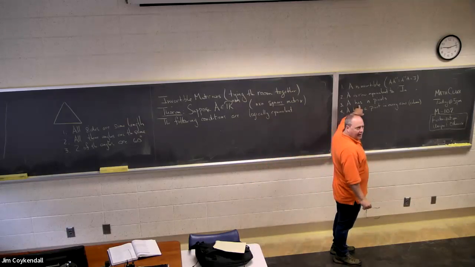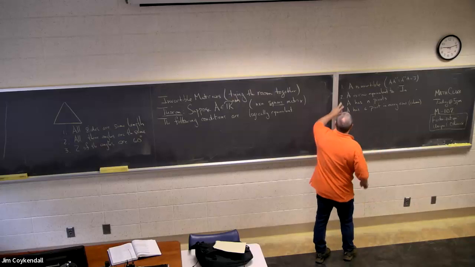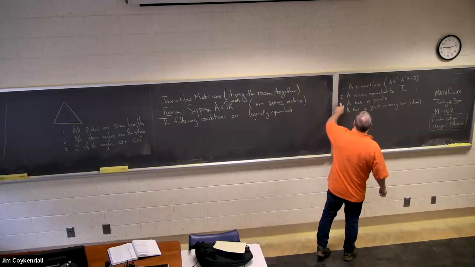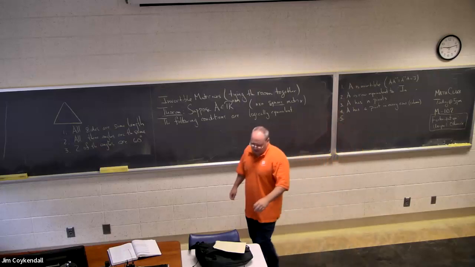By the way, if it's row equivalent to the identity, then it's got n pivots, and if it's got n pivots, it has to be row equivalent to the identity, right? Well, so these two are the same. Let's see what others we have here.